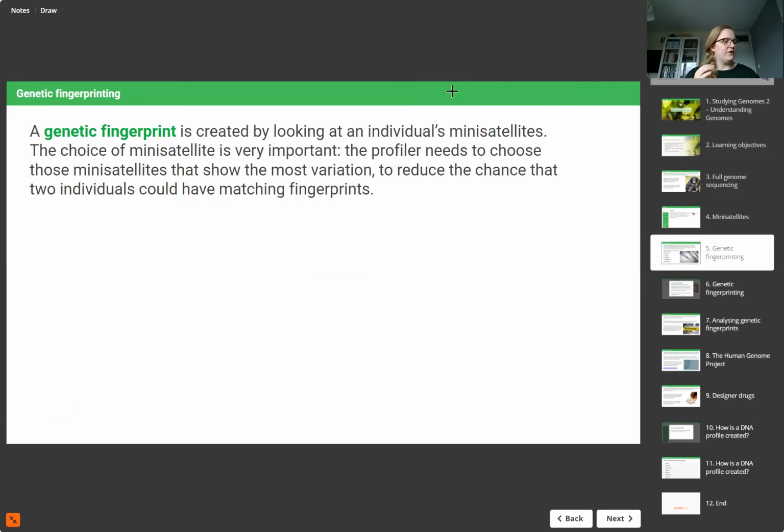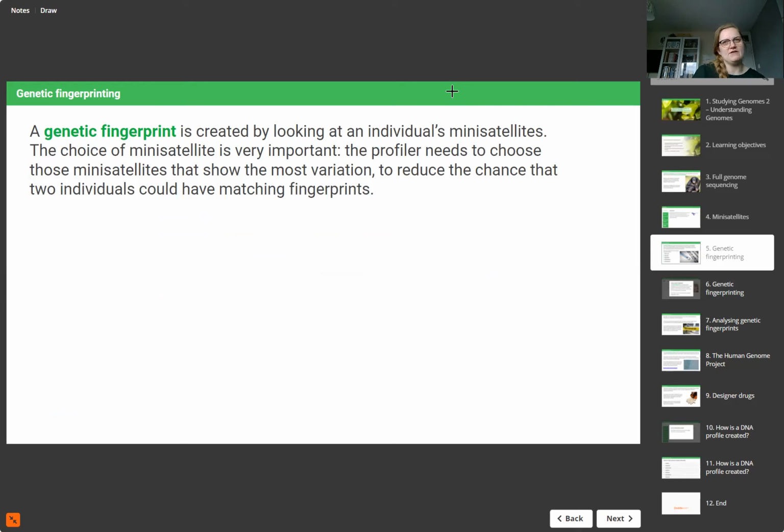So a genetic fingerprint is created by looking at an individual's mini satellite. The choice of mini satellite is really, really important. So the profile needs to choose those mini satellites that show the most variation, because there is a very, very small chance that two individuals could have matching fingerprints. So we need to pick the ones that have got the most variation in them.